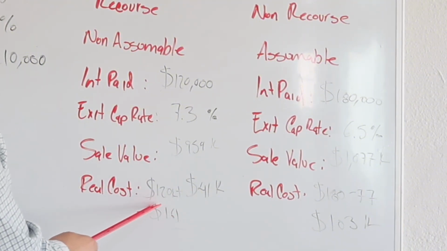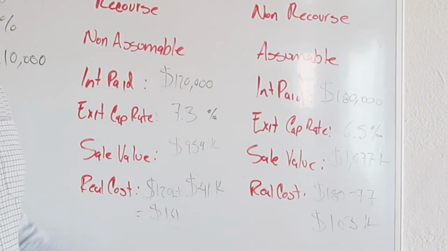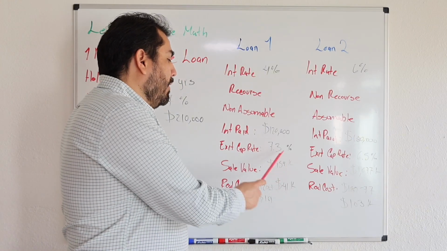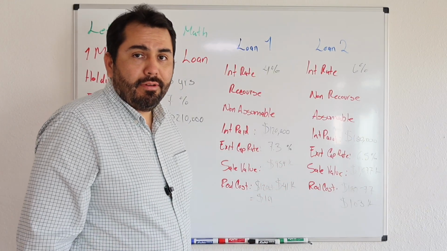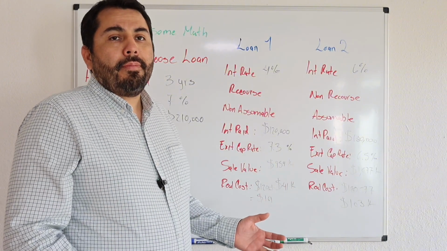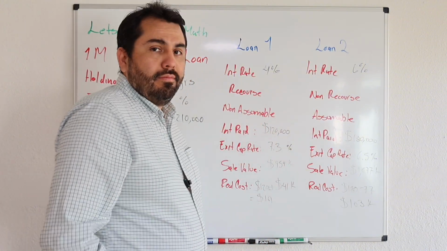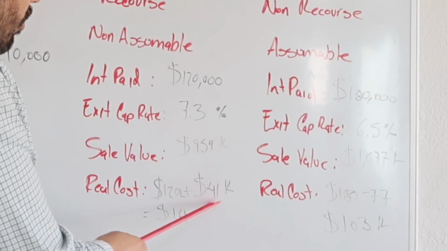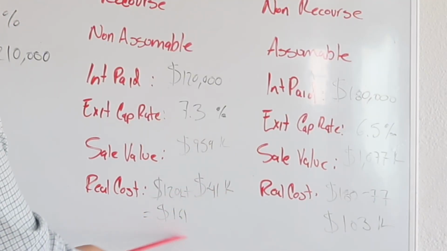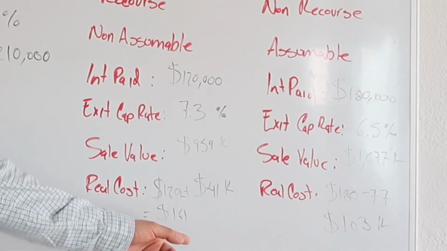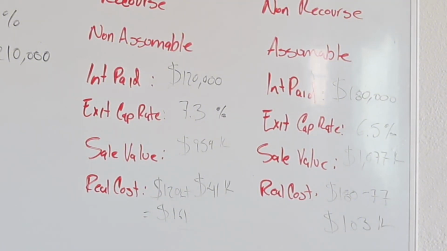So the real cost will be the interest, which is 120, and the 41 we will lose from the value of the property. So that's something to compare the 2 loans, because we lost the value of the property. So the real cost will be $161,000. Okay, for this loan.